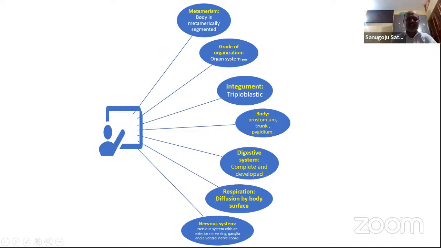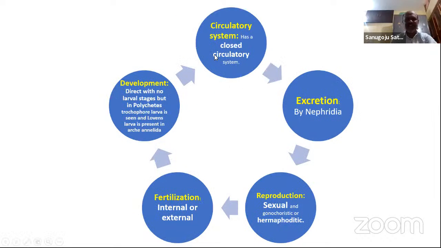These were discussed in the general characters, and the general characters, once again, we have to recall. Circulatory system is there. It is closed type of circulation. Closed type of circulation is nothing but the blood is circulated in blood vessels. And excretion is there. Excretion by nephridia.